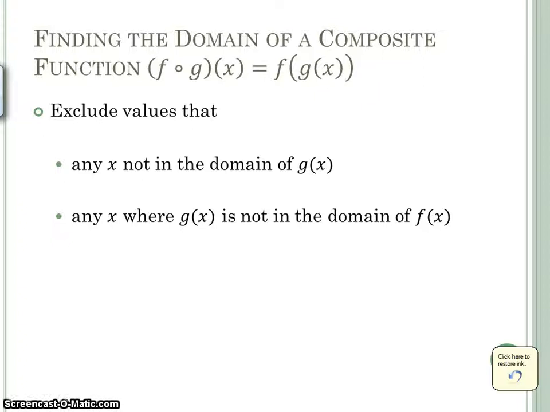All right, so just a little bit more specifically about finding that domain, because like I said, it's a little bit more complicated when you're working with a composition rather than just a combination.